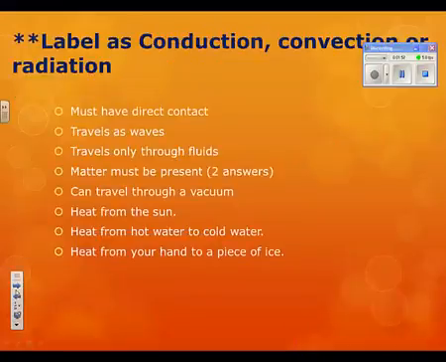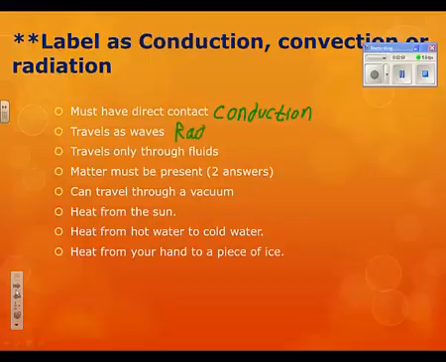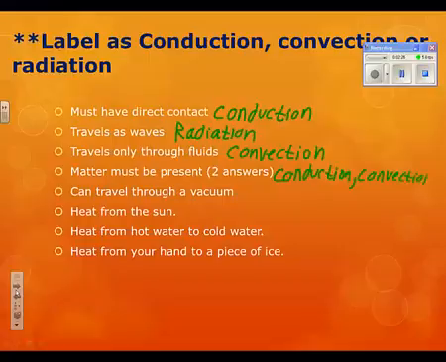So let's go through and classify these. Must have direct contact. That's going to be conduction. Travels as waves. This will be radiation. Only through fluids, it's convection. Those are your base definitions for each one of those three. Matter must be present. Remember, conduction must be direct contact, so that would be matter. Convection is through a fluid, so matter has to be present for it to be a fluid. But radiation can go through a vacuum, which means matter does not have to be present.